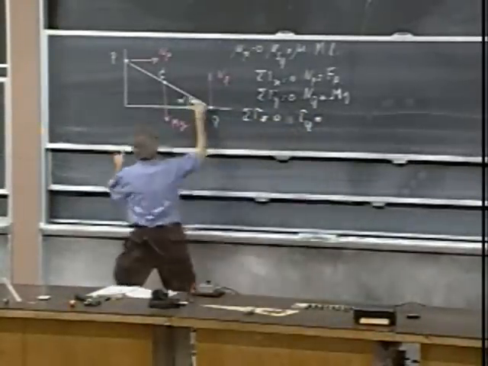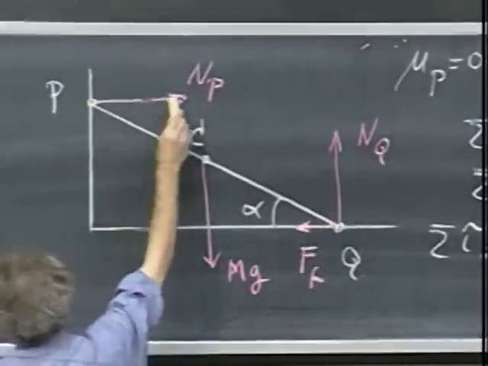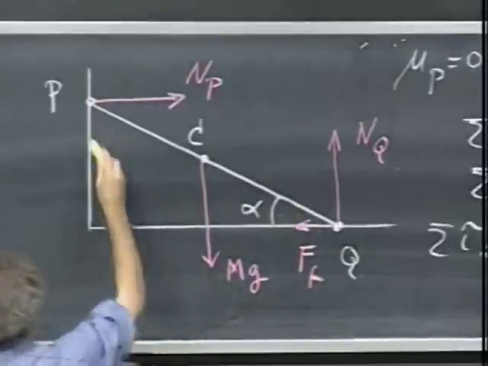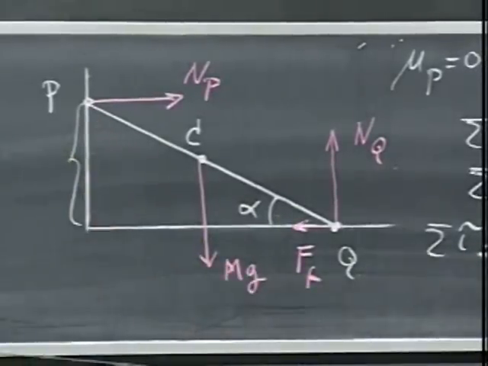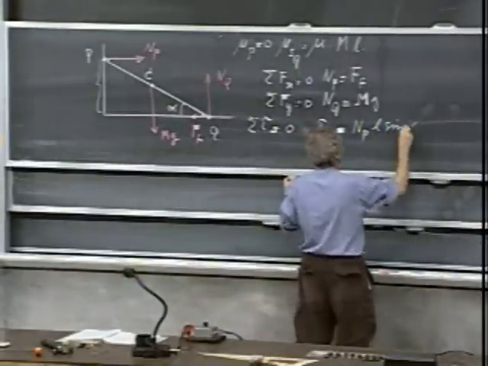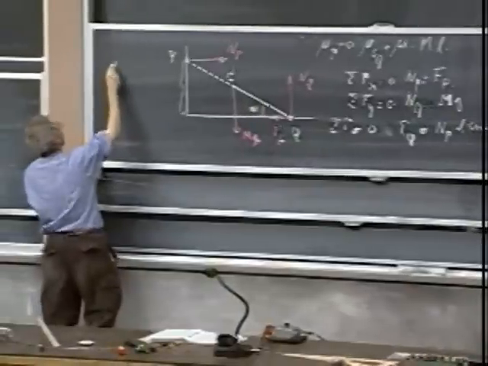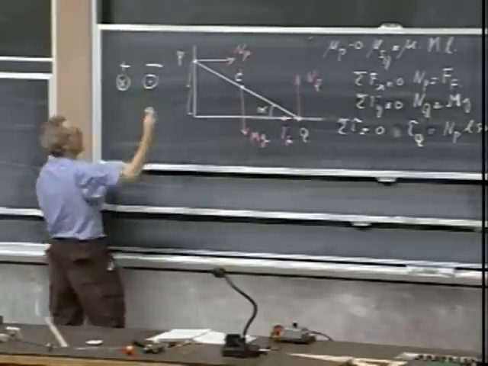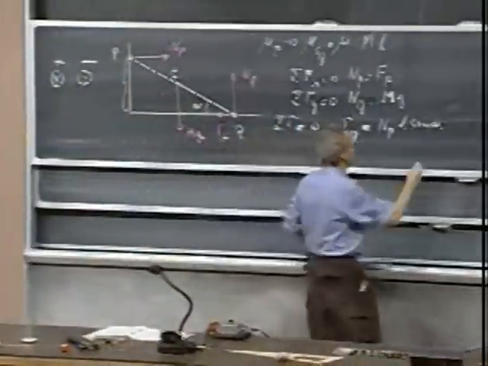So we have NP, the cross product of the position vector to this point times the force. Since the length is L and the angle is alpha, this is L sine alpha, so I get NP times L sine alpha. A torque that is into the blackboard I call my positive direction, and a torque that is out of the blackboard I give a negative direction. So this one is into the blackboard, so I call that positive.